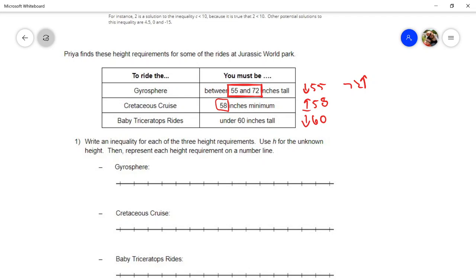Okay? All right. Write an inequality for each of the 3 height requirements. Use H for the unknown height. Then represent each height requirement on the number line.